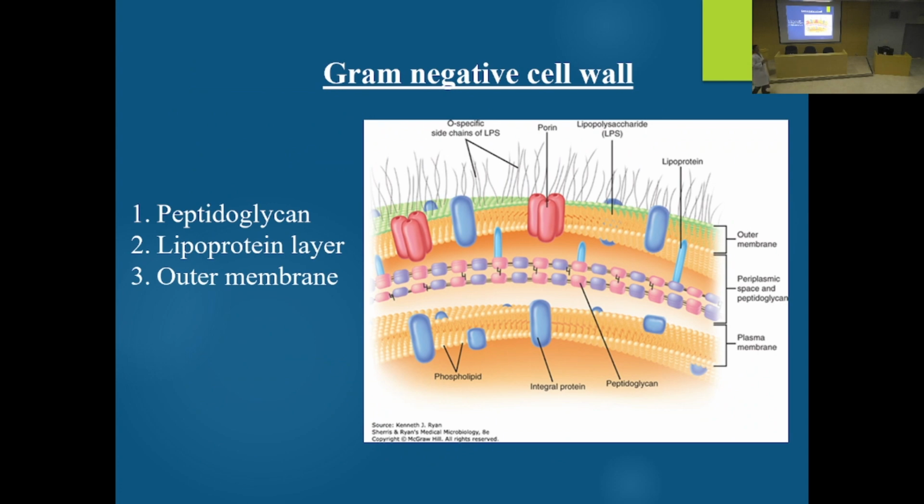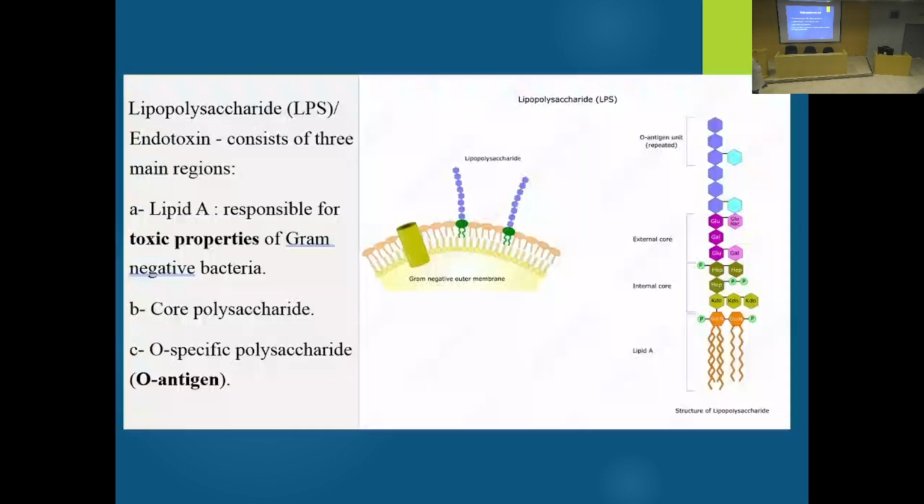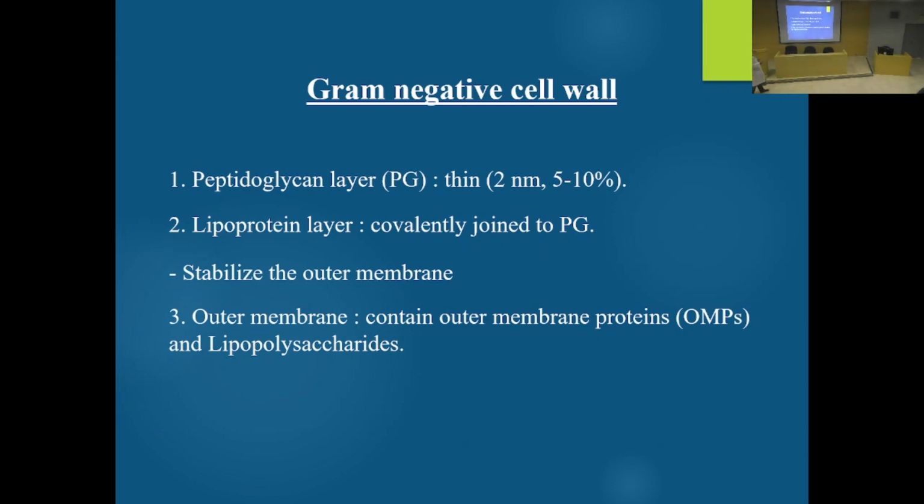Coming to gram-negative bacteria. You can see here, this is the gram-negative cell wall. It has a thin layer of peptidoglycan, then it has lipoproteins and an outer membrane layer. This is the composition of the gram-negative cell wall. Again, peptidoglycan in the gram-negative cell wall is very thin. It comprises only 10%, whereas in the gram-positive cell wall, it comprises around 90% of the cell wall.